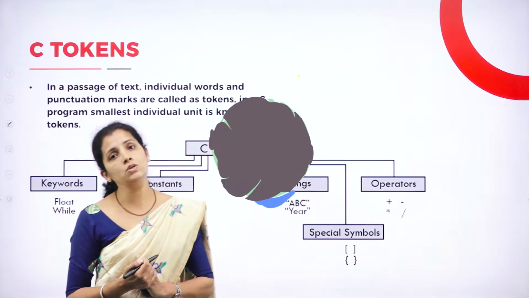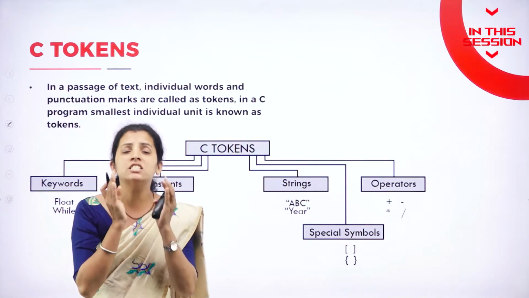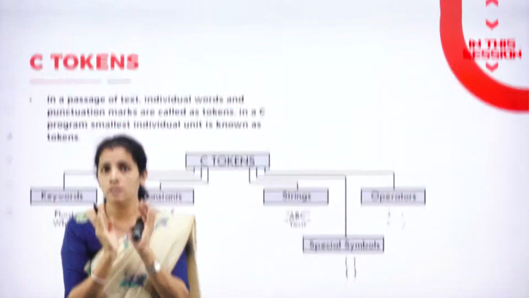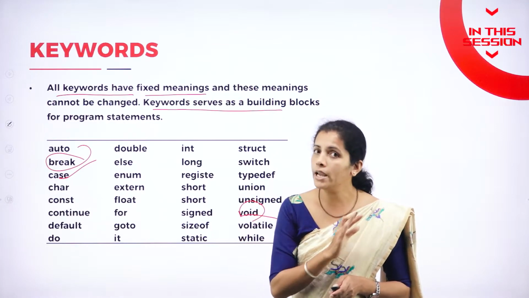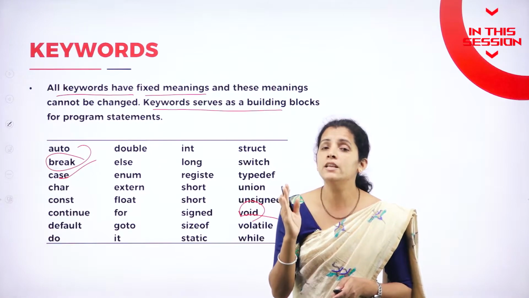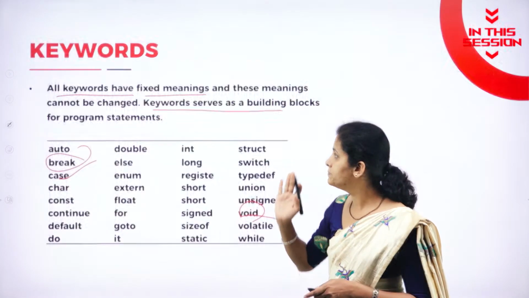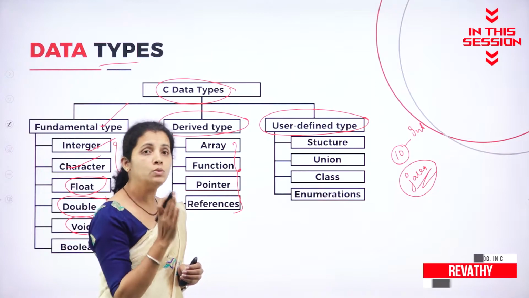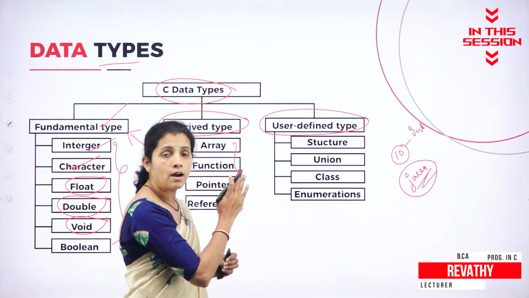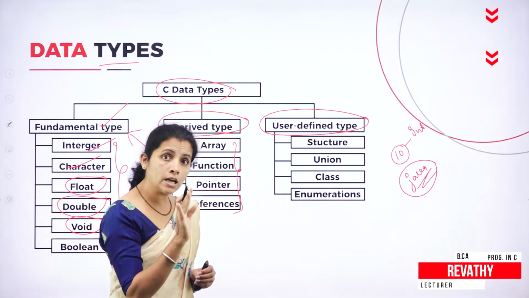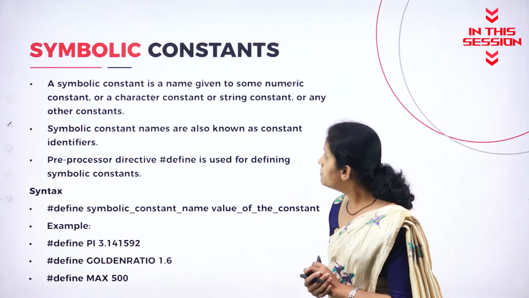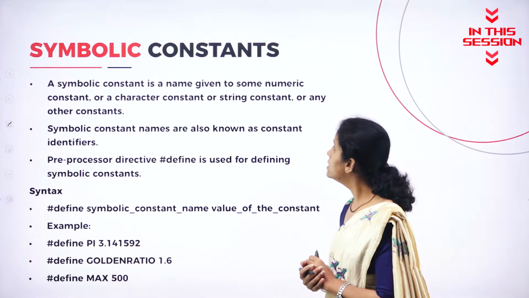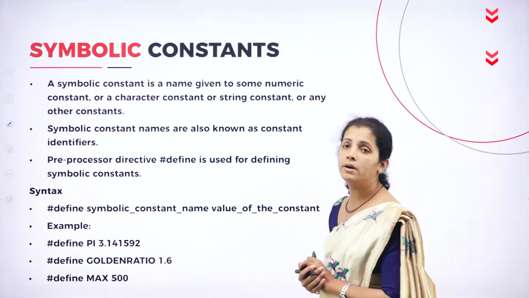So what is this token? It's the smallest individual unit. What is keyword? That is nothing but the reserved word, and I cannot change the meaning of these words. User can define her or his own data type by using fundamental data types. A symbolic constant is a name given to some numeric constant.